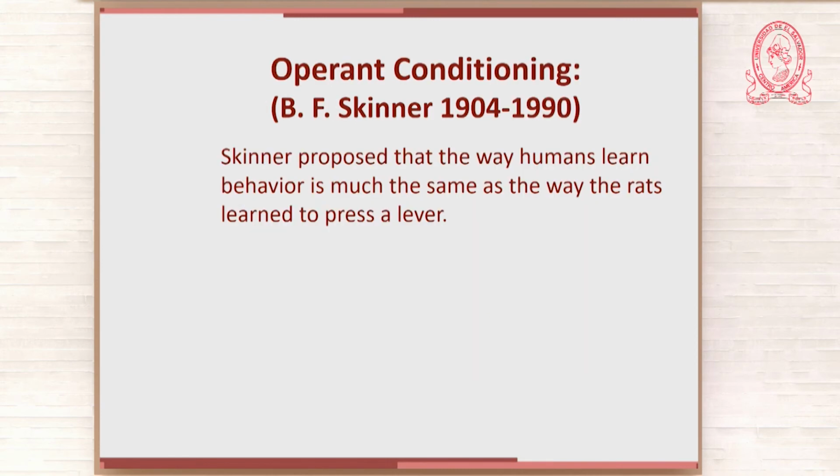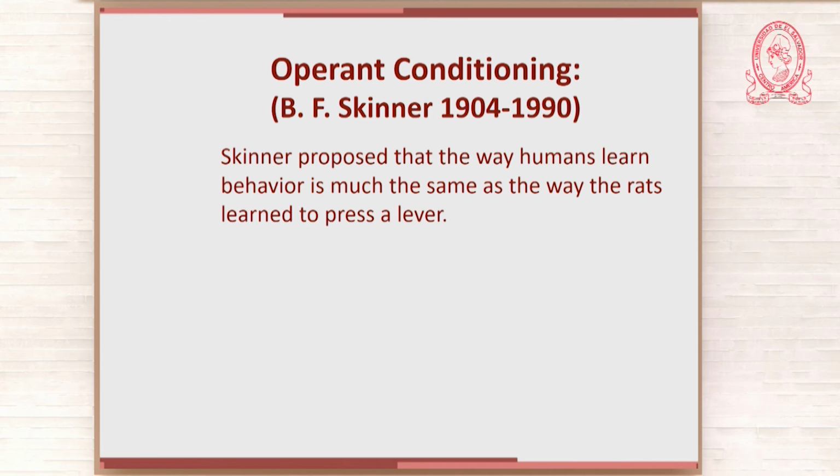Operant conditioning. B.F. Skinner was an American psychologist like Pavlov and Watson, and he was a behaviorist as well. He concentrated on how behavior was affected by its consequences. Skinner proposed that the way humans learn behavior is much the same as the way rats learn to press a lever. He spoke of reinforcement and punishment as major factors in driving behavior.